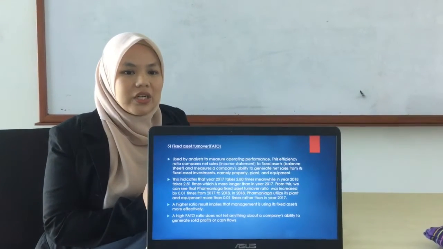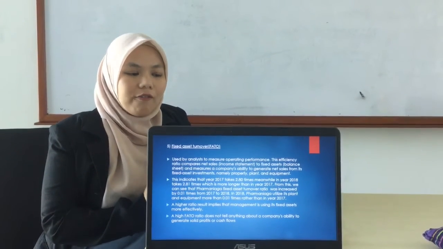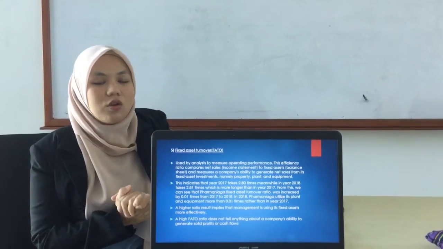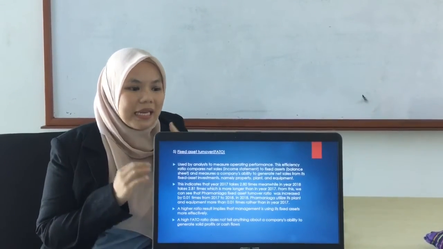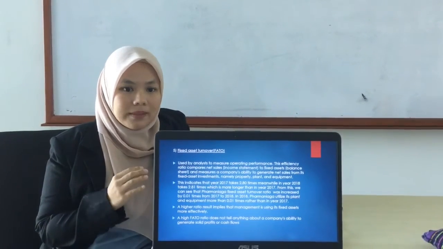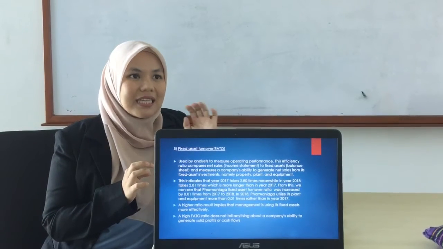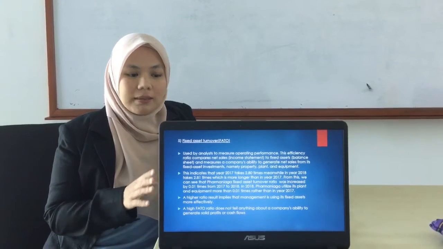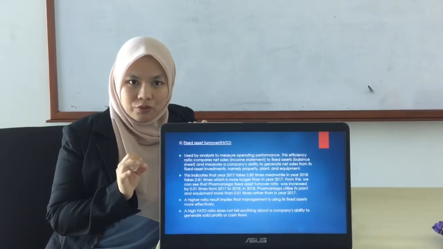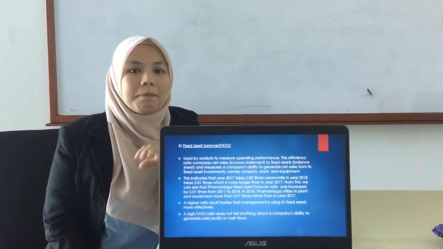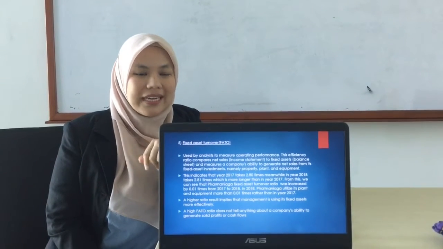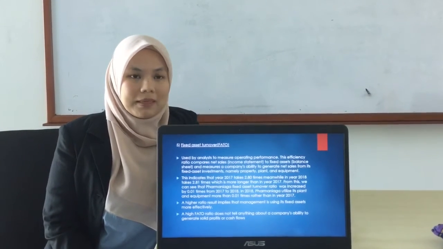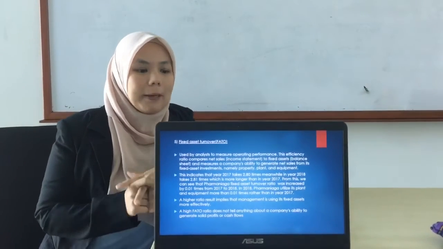The next efficiency ratio is fixed asset turnover, which is FATO. FATO is usually used by analysts to measure operating performance. This efficiency ratio compares net sales from the income statement to fixed assets from the balance sheet and measures a company's ability to generate net sales from its fixed asset investment, namely property, plant and equipment.